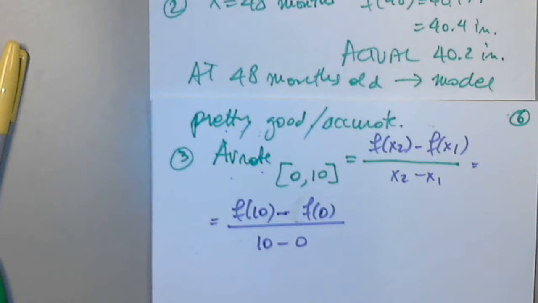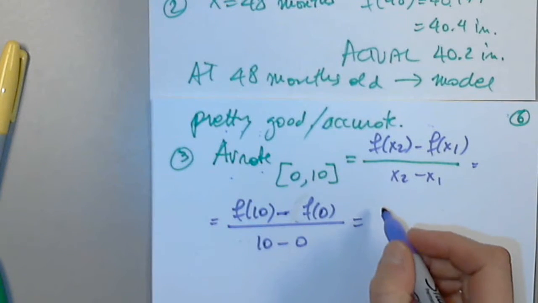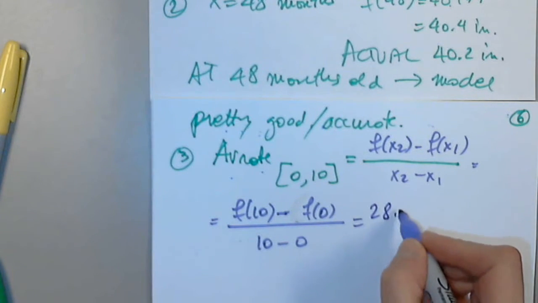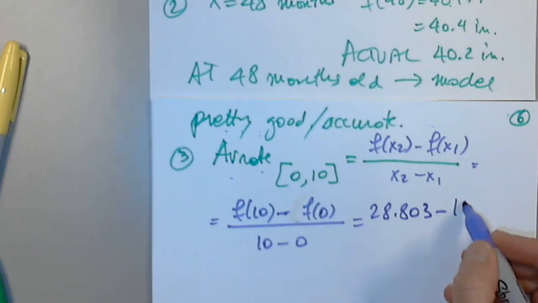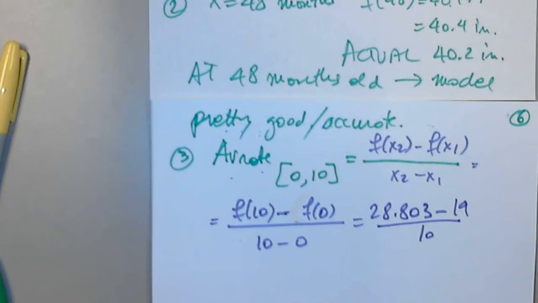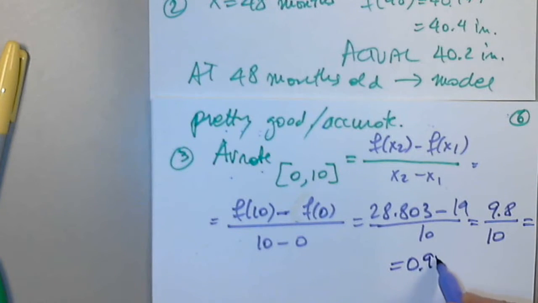So back to my chart. Here's 0, and here's 10. So 28.8 minus 19, divided by 10. F of 10 minus f of 0 divided by 10. What do I get? So 28 minus 19 is 9. So 9.8 divided by 10, which is 0.98.